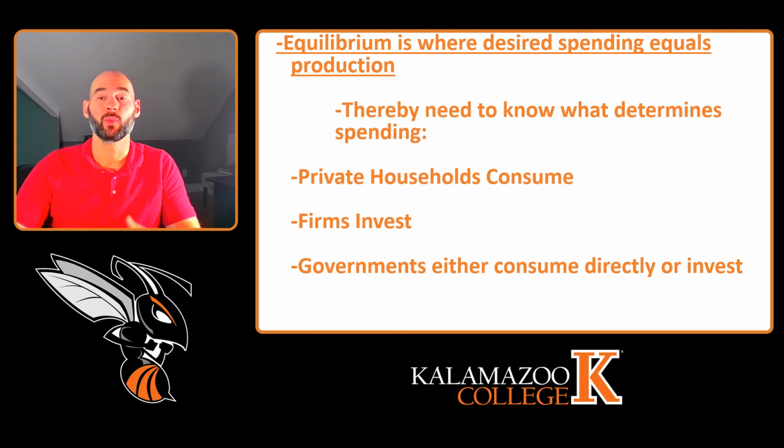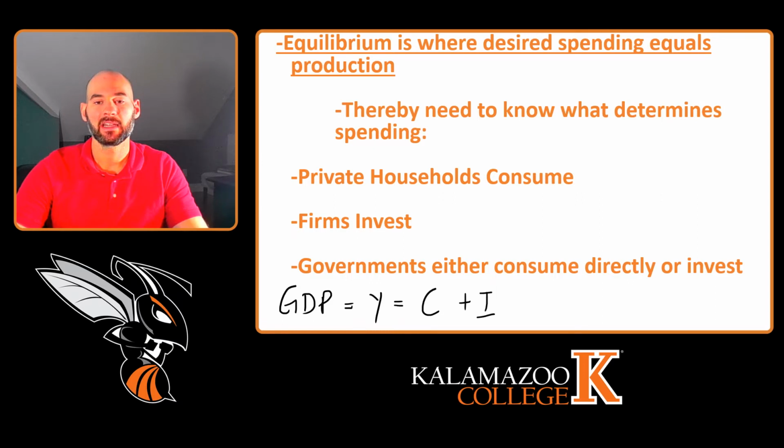So since equilibrium is where desired spending equals production, we need to know what determines spending in an economy. And so this is where we are going to return to that consumption side equation, the demand side equation of GDP. We're going to say GDP, and we're going to say that equals Y in this model, is going to equal C plus I plus G. Remember, we also had minus T plus X minus M.